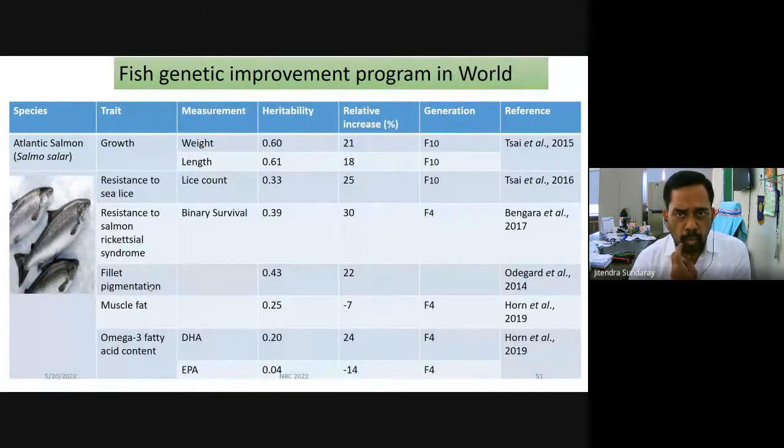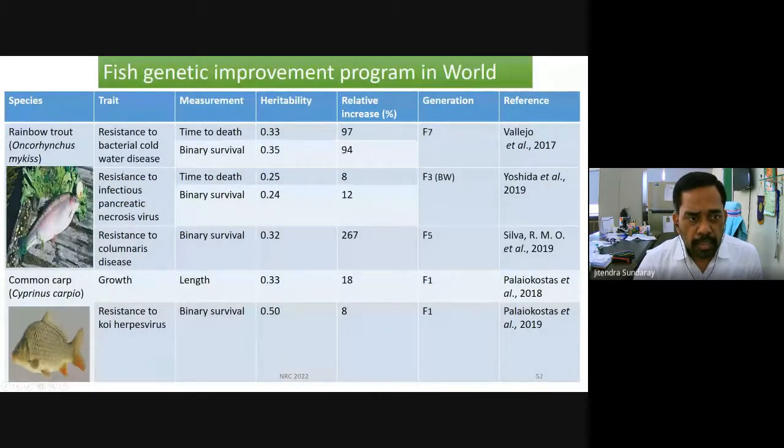And if you look at the global component, look at salmon. They have almost 6 to 7 traits, right? So it becomes difficult for us to compete with them unless we go for many more traits. And their rainbow trout, you can see they have 1, 2, 3, 4 traits. Common carp also, you have 2 traits.